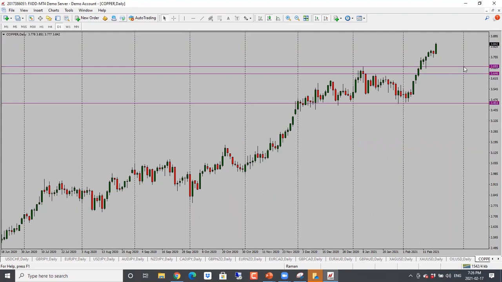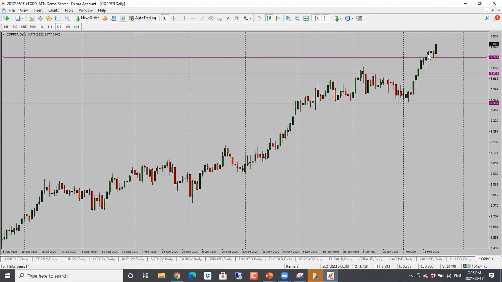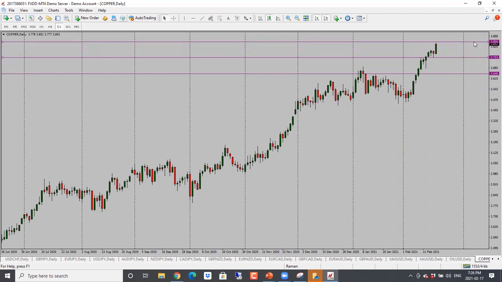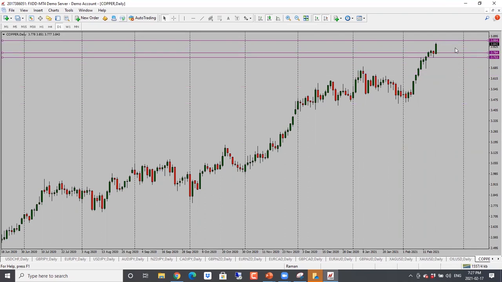Copper here, a big move to the upside. As we can see, price dipped a bit, then came into the support, and it has taken off. So we are already past our 3.83 target. It's right into 3.84 already. So next target is 3.85 and even 3.86. And then beyond that, we're looking at 3.88. So bias here is bullish for copper.